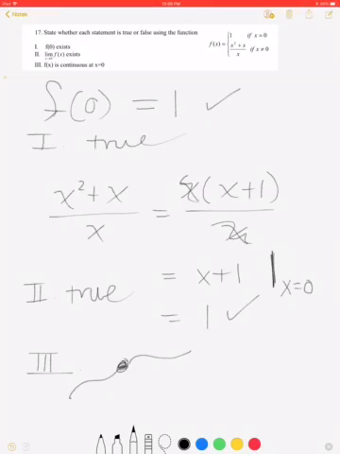All right, so 3, f is continuous at x equals 0. That is also true because f of 0 equals the limit as x approaches 0.